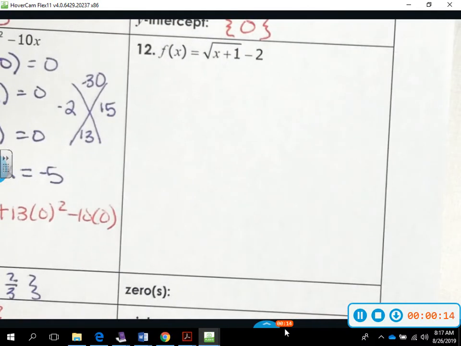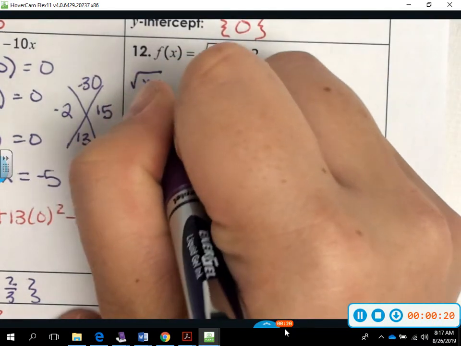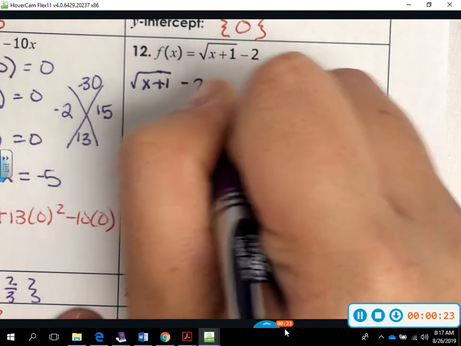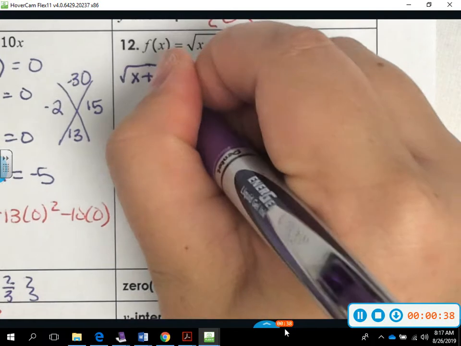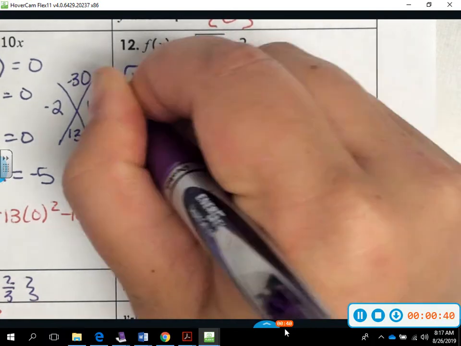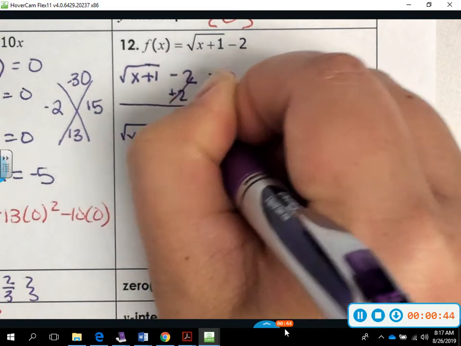So for number 12, to find the x-intercept, you set the equation equal to 0. So you're going to say square root of x plus 1 minus 2 is equal to 0. To solve for this equation, we need to isolate the square root. To isolate the square root, I need to get rid of that negative 2. How would I get rid of that negative 2? So we're going to add 2 to both sides. So we get the square root of x plus 1 equals 2.